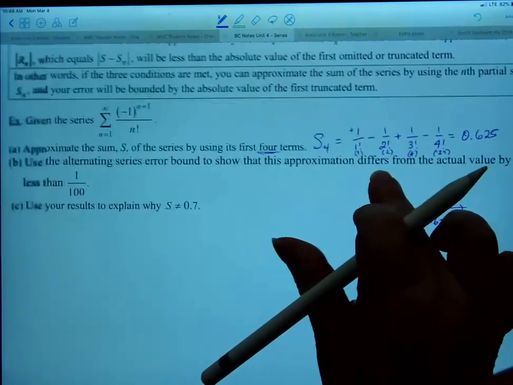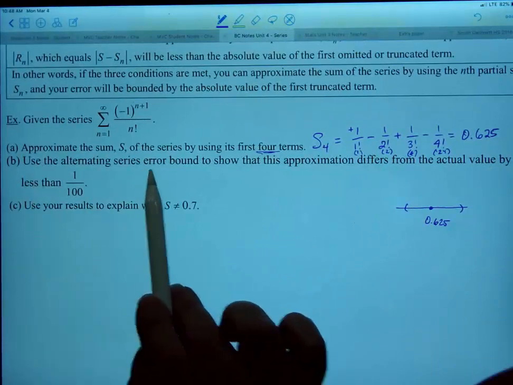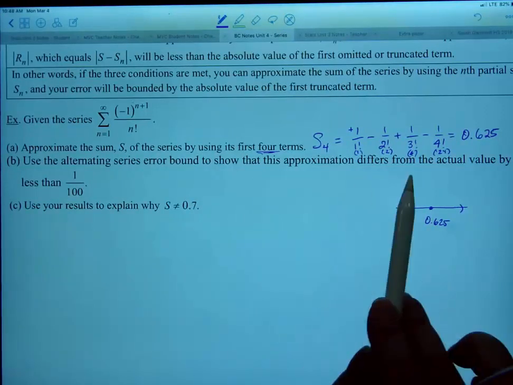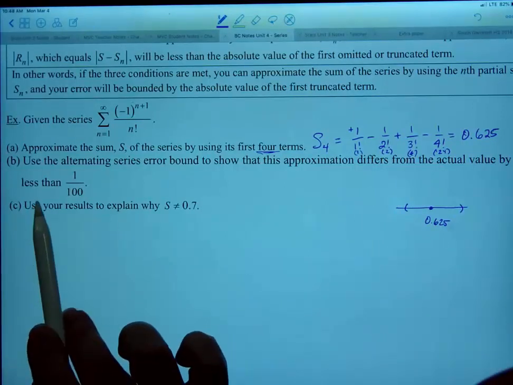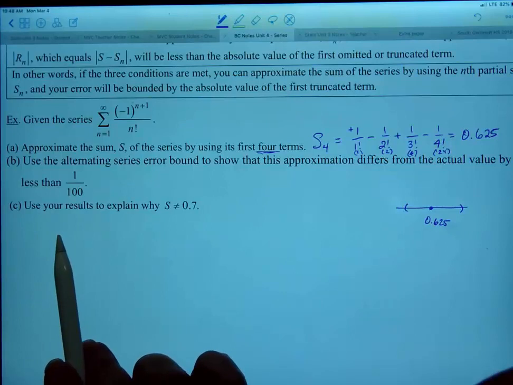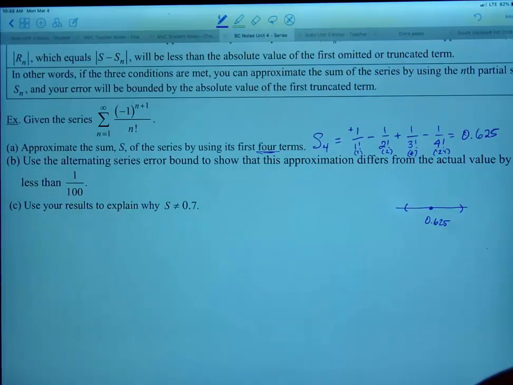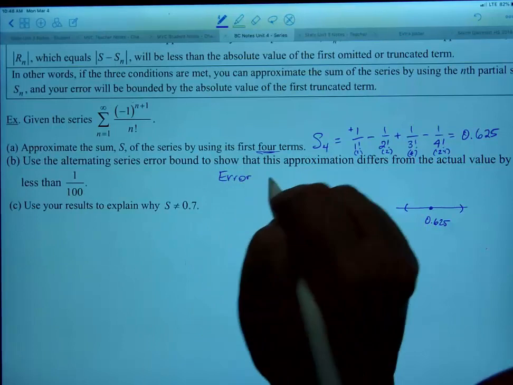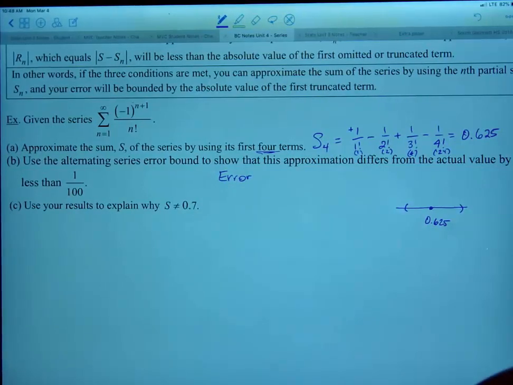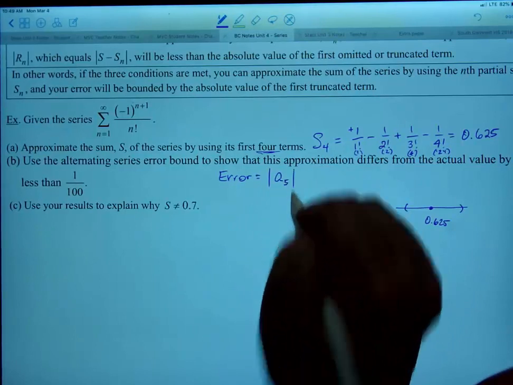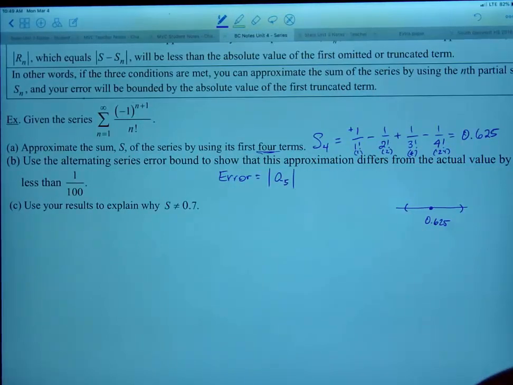Okay? Now notice question B. It says use the alternating series error bound to show that this approximation, the 0.625, differs from the actual value by less than 1 over 100. Now that's very confusing sounding, but it's very easy to compute this. The one thing we talked about last class is the error is calculated by the term after the one where you stopped. The next term in the sequence. The error is the absolute value for this situation of the 5th term. We stopped after the 4th, so the error is the 5th. And the error is how wide my window is in either direction.